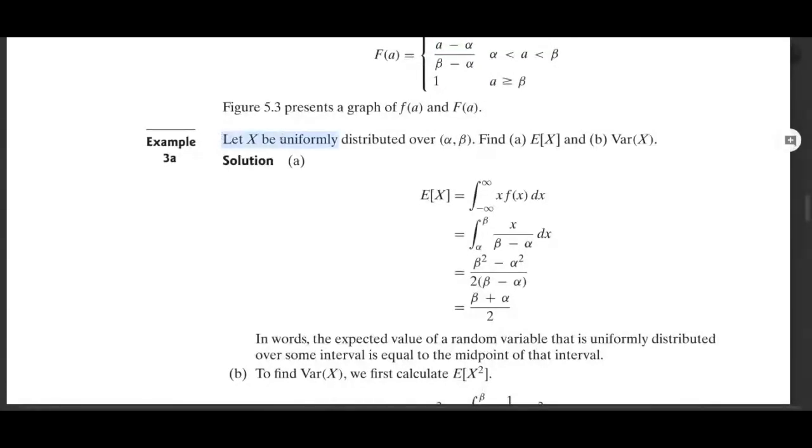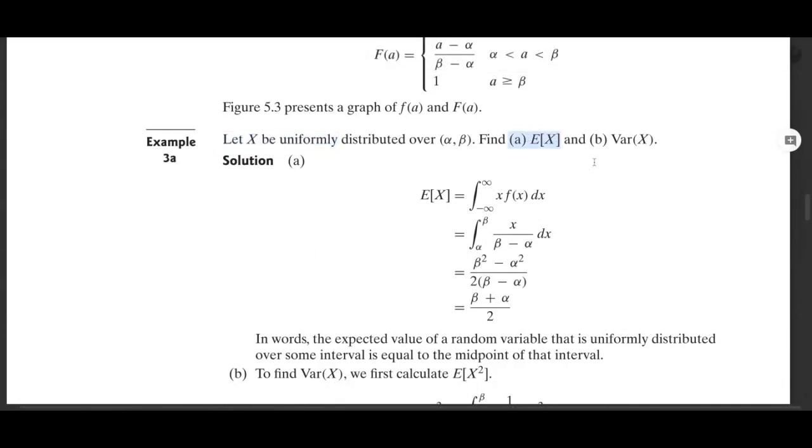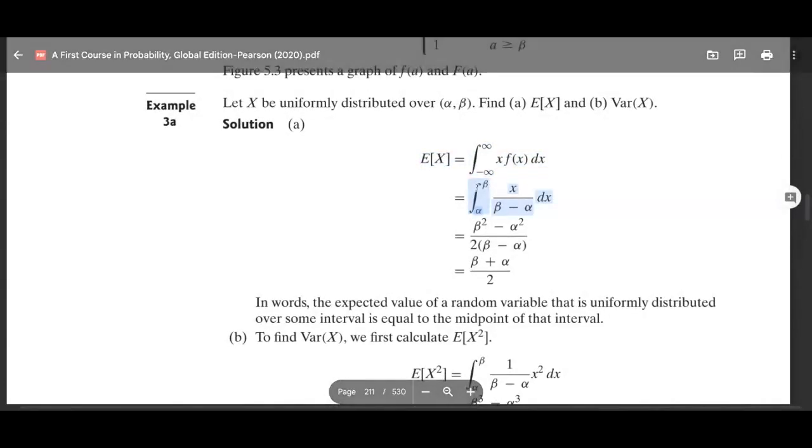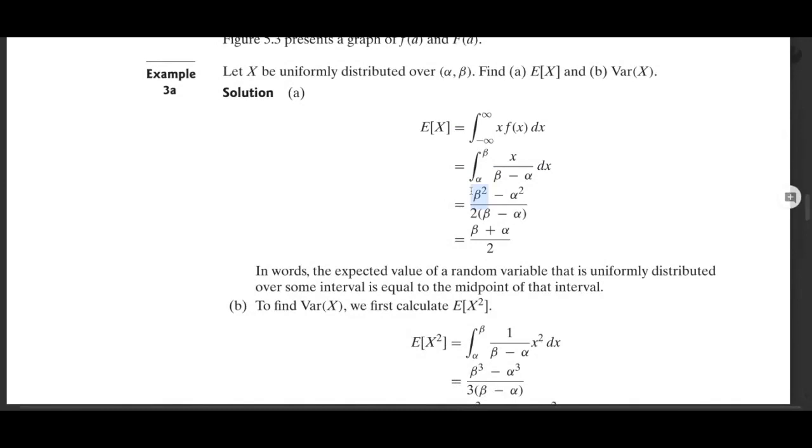Let's see this example. The random variable is uniformly distributed over alpha and beta. What do we want to find? We want to find the expected value of x and the variance of x. So basically we want to find the formula for the uniform distribution's expected value and variance. Well, expected value is defined so, right? For us, the limits go from alpha to beta. And the function f of x is 1 over beta minus alpha, multiplied by x. So we integrate this, then evaluate at alpha and at beta.